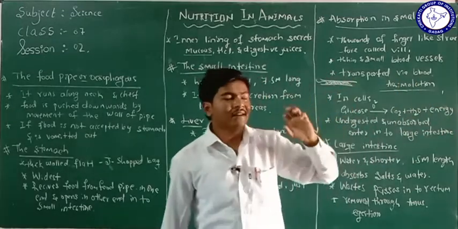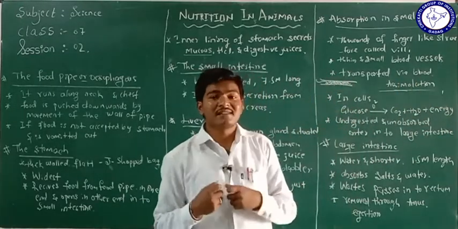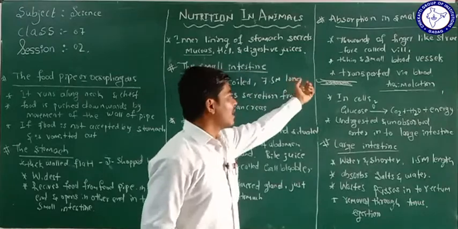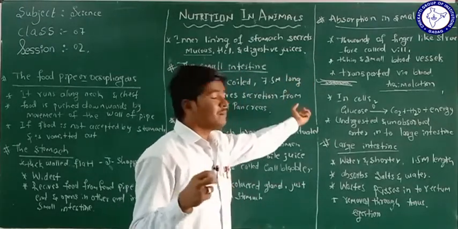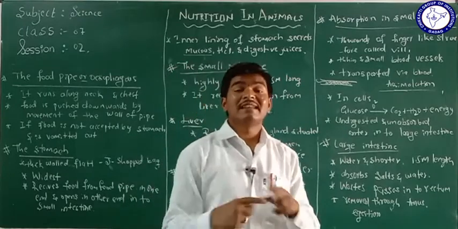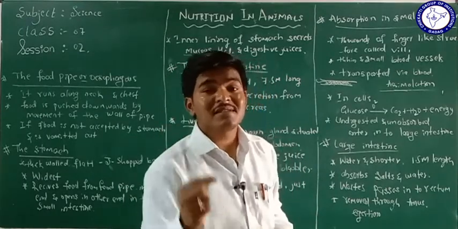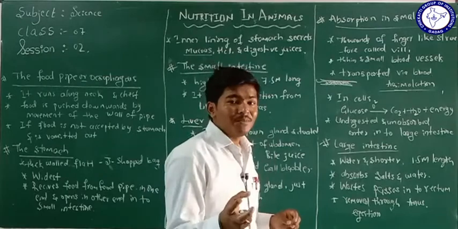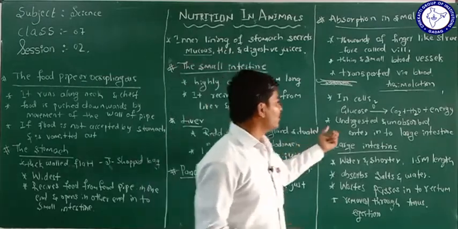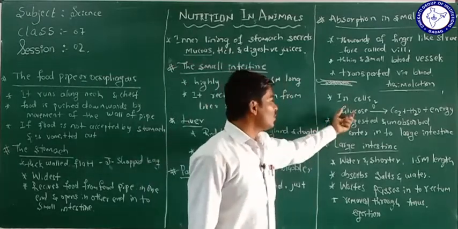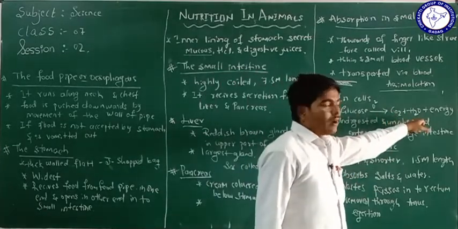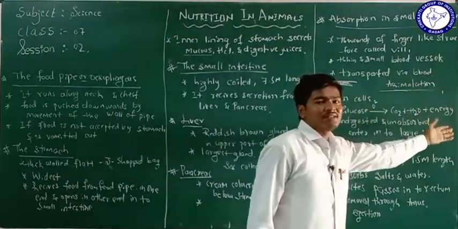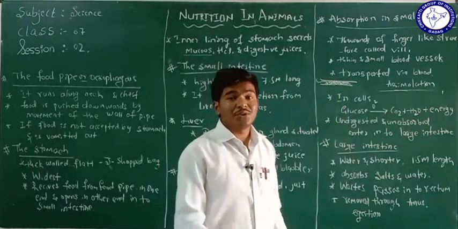What happens in all the cells of our body? When the simple food components from the blood reach our cells, in the presence of oxygen, the food material, which is nothing but glucose, will be broken down into carbon dioxide and water, and it releases some energy. That energy is what we are going to use.